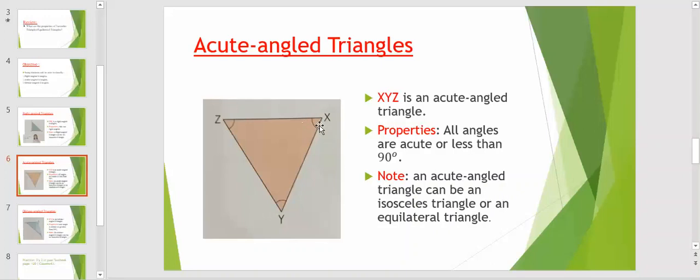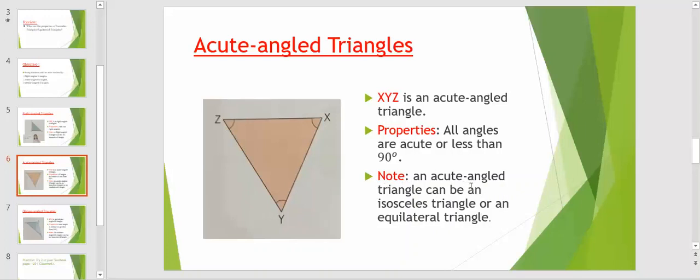You see, angle at X, angle at Z, angle at Y are smaller than 90 degrees. That's why we call it an acute angle triangle. Let's take a note here.